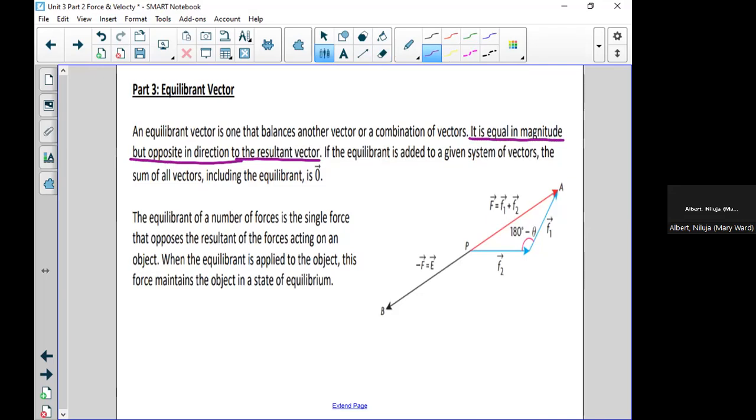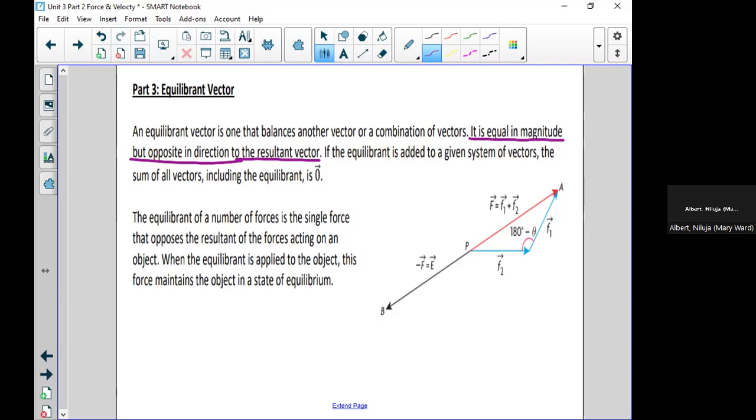If the equilibriant is added to a given system of vectors, the sum of all vectors, including the equilibriant, is 0. So we have a little example here. If I line these vectors up from tip to tail and draw the resultant from the tail of the first vector to the tip of the second vector, I have my resultant written in red. Now the equilibriant would balance this resultant so that the sum of the resultant and the equilibriant would be 0, meaning the sum of adding both these vectors up would also be 0.